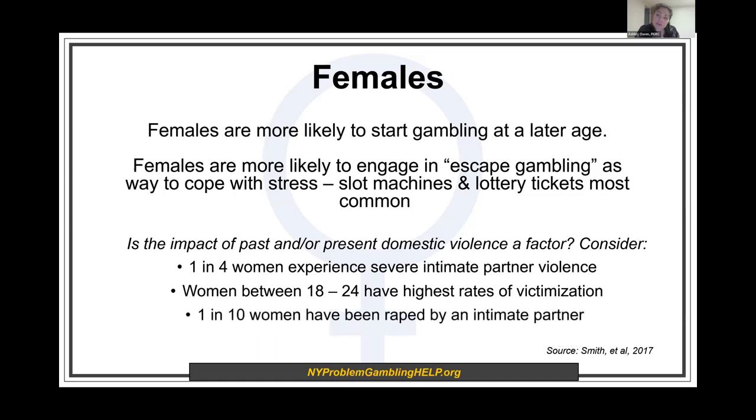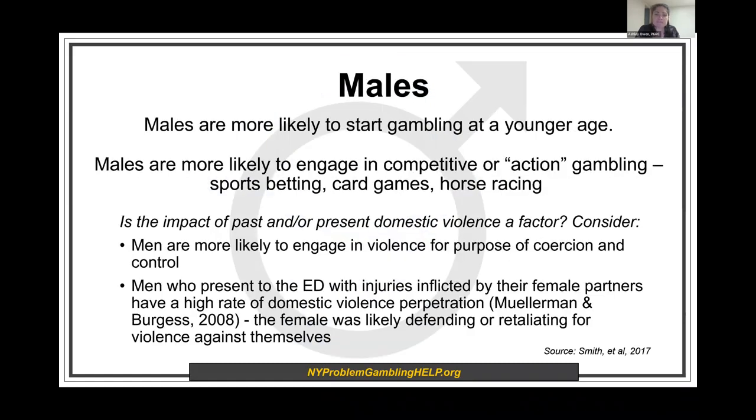And 1 in 10 women have also been raped by an intimate partner. So, important things to consider. Now, let's look at males. Males are more likely to start gambling at a much younger age. They're much more likely to start in adolescence or young adulthood, and more likely to engage in types of gambling that are considered action or escape gambling. And when considering whether or not past or present domestic violence is a factor in males' gambling problems, here are a few things to consider.